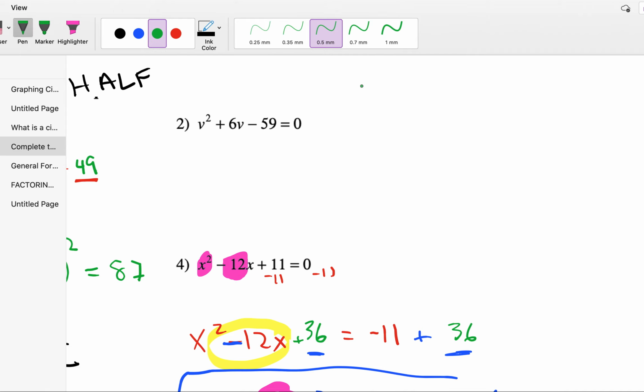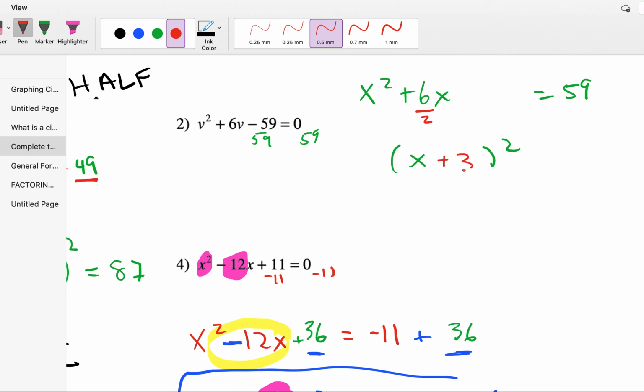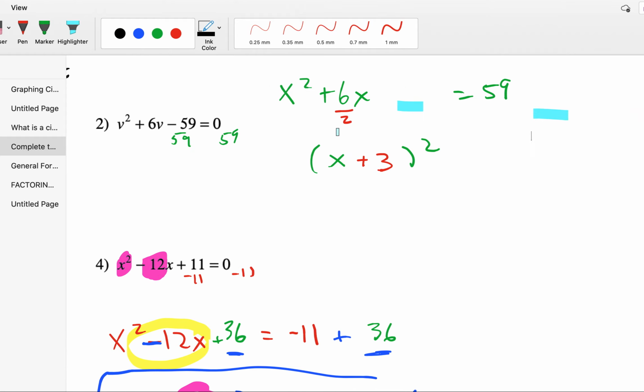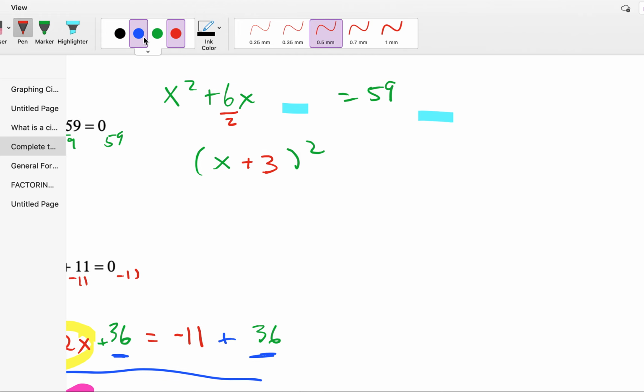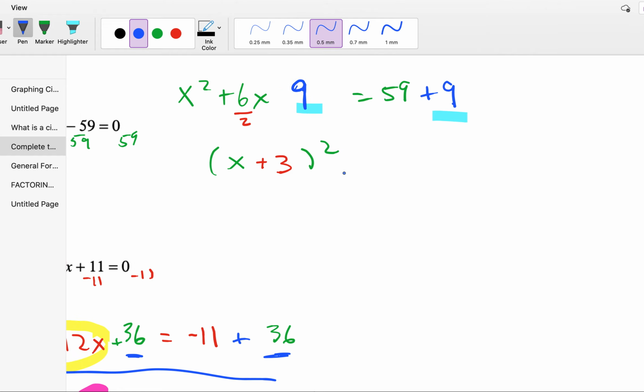I'm going to take x squared plus 6x equals 59. I added 59 to both sides. I move over my whole number. Then I want my perfect square. So to get my perfect square, I'm going to get half of this, which is 3. Now by doing that, I added 3 squared here. So I have to add it to the other side. So 3 times 3 is 9. I need to add 9 to this side. And this is my perfect square.